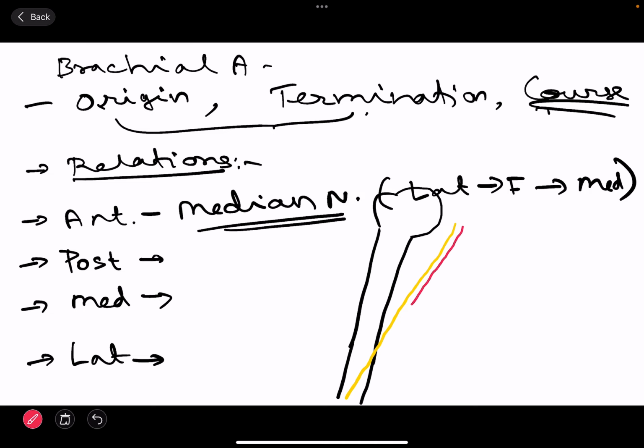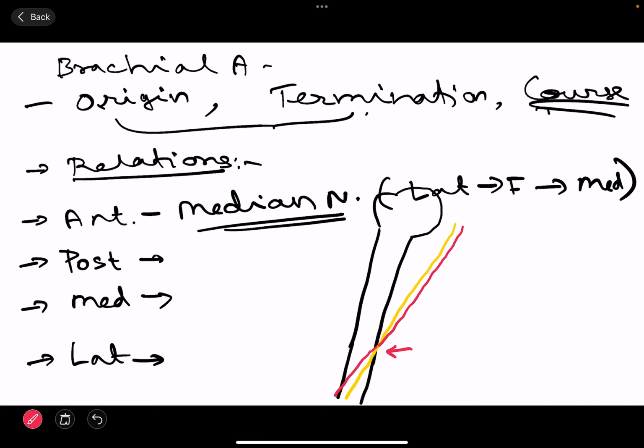Okay, the median nerve is lateral to the artery, and at the middle of the arm the median nerve crosses in front and becomes medial. Okay, so anterior, that is when the nerve crosses here, that is the anterior relation. So anteriorly we have the median nerve in the middle of the arm.